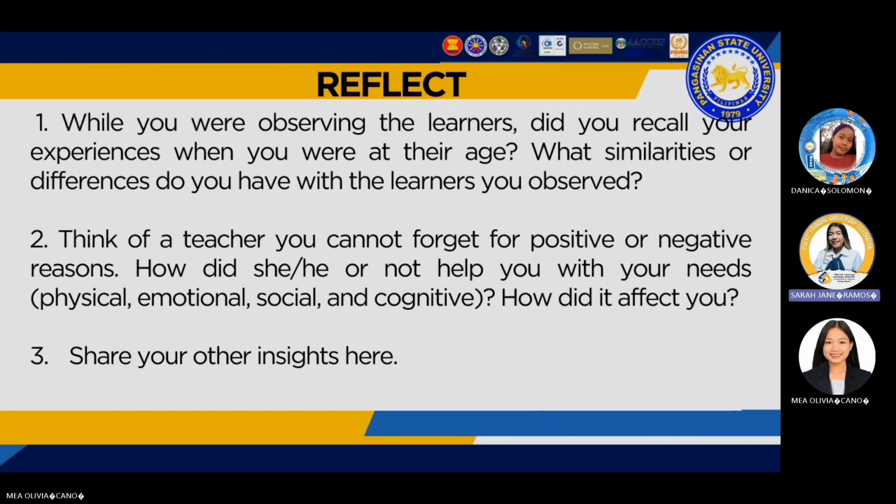And the last one, share your other insights here. Upon concluding this chapter, we understand a variety of factors could affect or contribute to child development, such as physical, mental, social, and cognitive. All these ideas are employed to teach pupils how to interact with others and catch up with their environment. Next slide po.